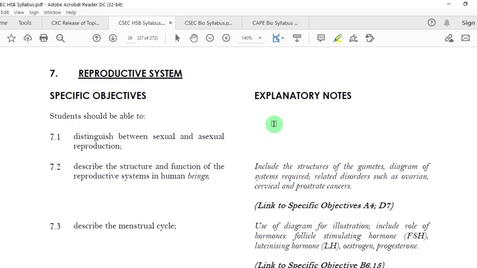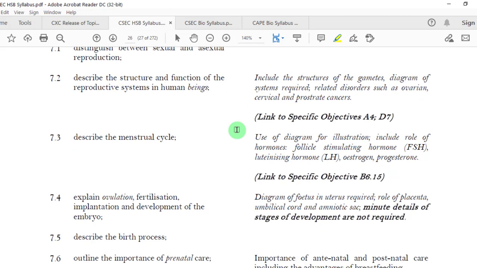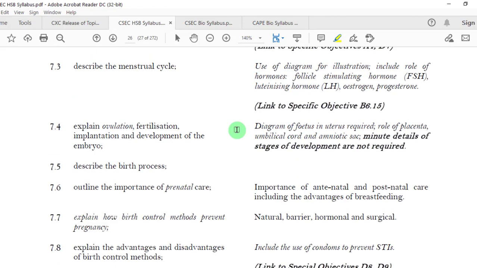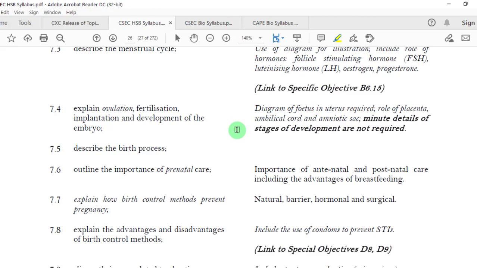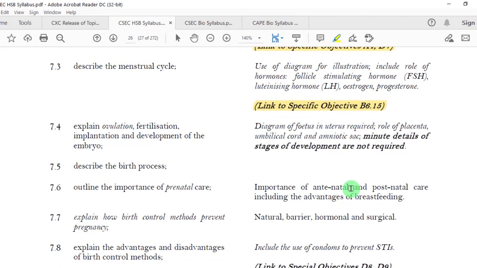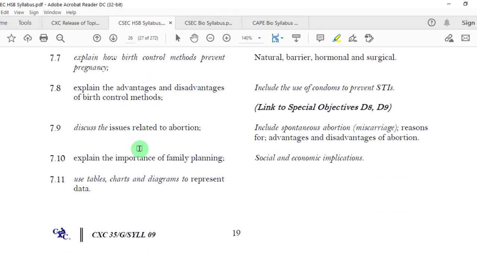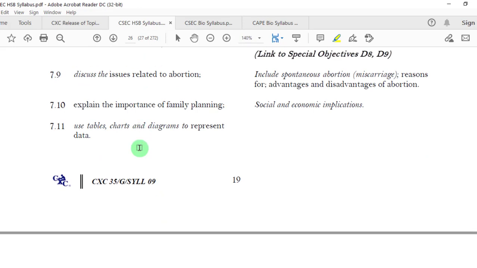And that's subsection 7 in your syllabus. And we know for reproductive system, you have a wide range of topics to cover. Now, my suggestion is, anytime you see this link, include it in your studies. And so that's your other link. Here we have our various subjects, objectives, right? And that's it for reproductive system.